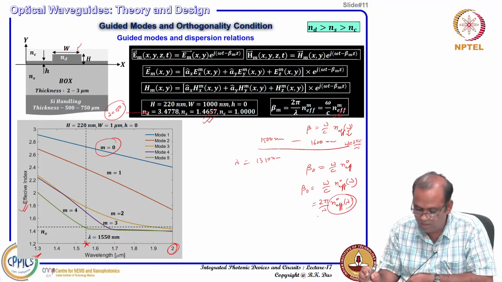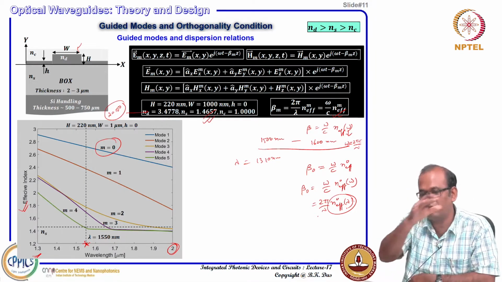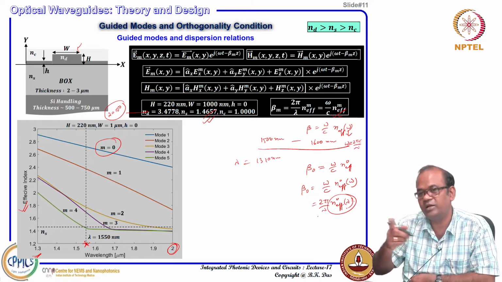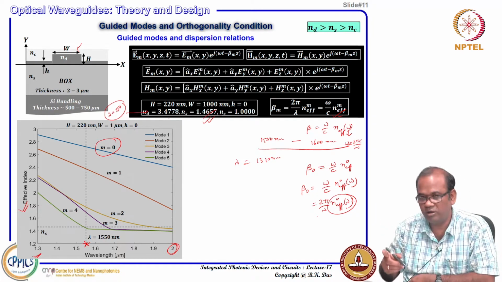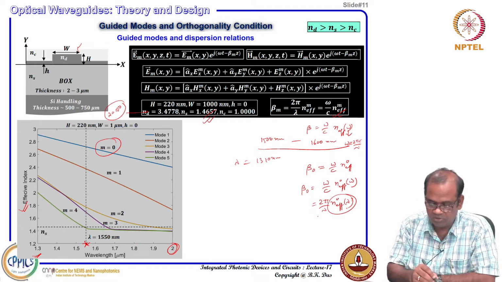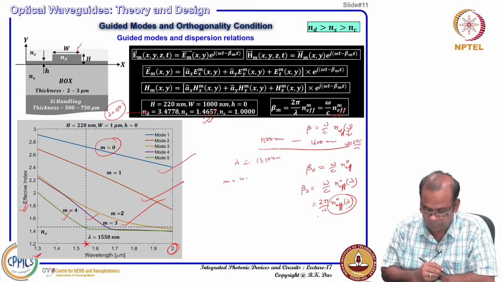You are tuning the lambda, you are solving your full vectorial equations, all the equations, and you are getting eigen modes. All the eigenvalues corresponding to m equal to 0, 1, 2, 3, 4, you just plot it. So, this is the fundamental mode 1, this is mode 2, mode 3, mode 4, mode 5. So, m equal to 4 means mode 5, because we are counting from 0.